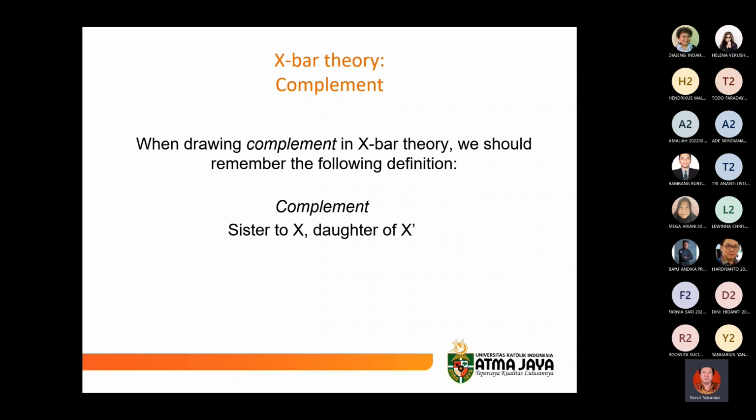Now, let us talk about other elements. Complement. Complement actually is the next important element, or the next important constituent in a structure. When you draw X bar theory 3 and you draw a complement, you must remember this rule. When you draw a complement, remember it is sister to X and daughter of X bar. So that's basically the definition for complement.